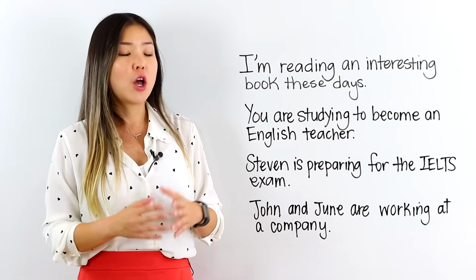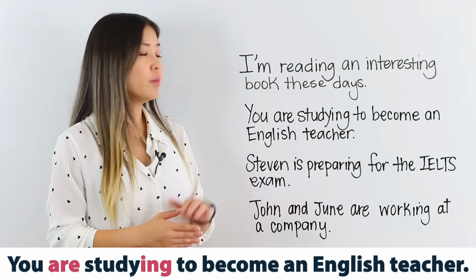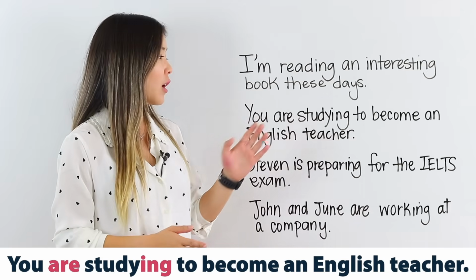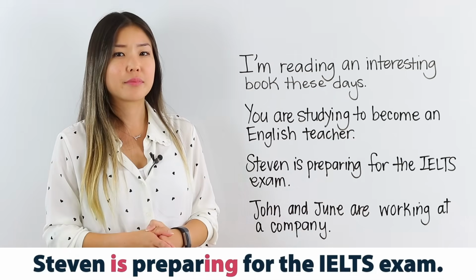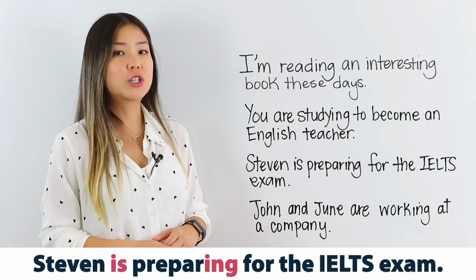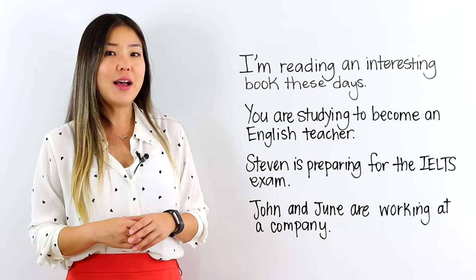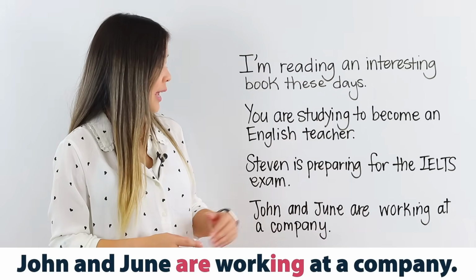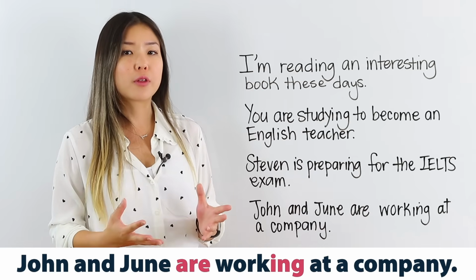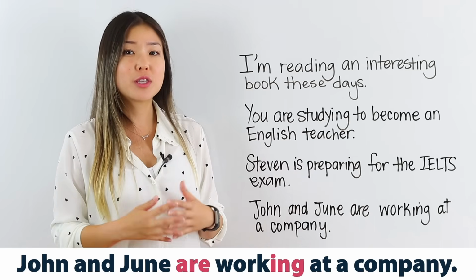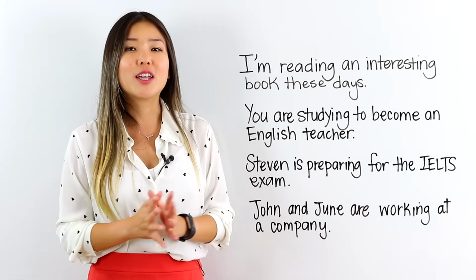The next sentence says, you are studying to become an English teacher. The subject here is you. Therefore, the be verb is are. Next, Stephen is preparing for the IELTS exam. The subject here is Stephen, which is a he. Therefore, we use the be verb is. And finally, John and June are working at a company. If you look at the subject John and June, the pronoun for that is they. That's why we use the be verb are. They are working at a company. Let's move on to the next usage.